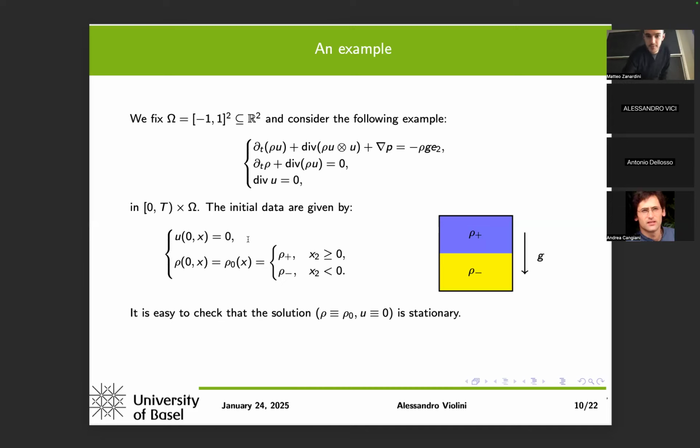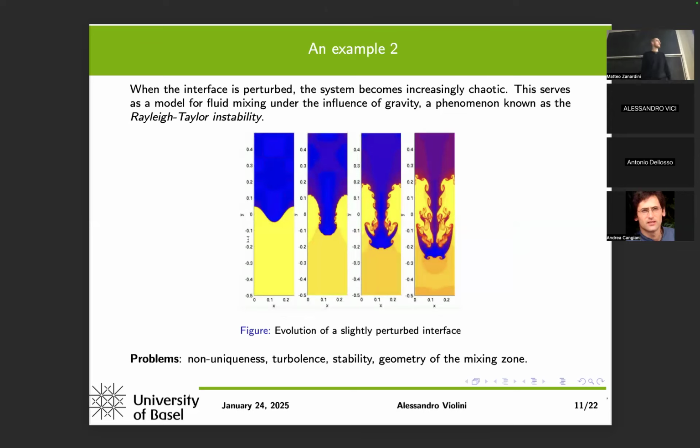And this is the classical picture from Wikipedia. So I'm starting with the heavier fluid on the top and the lighter fluid on the bottom, so the water and the oil. And for small times, probably you still have a regular evolution like this. But as soon as the time gets bigger and bigger, you lose completely the geometry. Really, this is a very hard problem to study, because you have more or less every problem you can have. You have non-uniqueness, there is turbulence, and you can study the stability or even the geometry of this mixing zone.